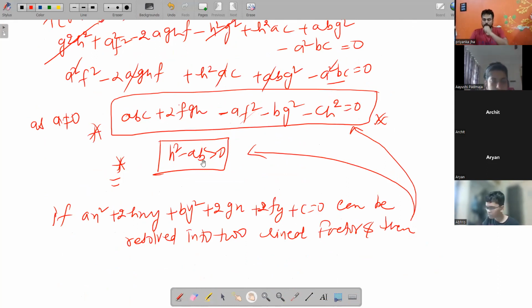Sir, in that line, a squared f squared, how is a getting cancelled? Each term has a, and on the right side we have 0. So if you divide by a, 0 by a is 0. Simple.